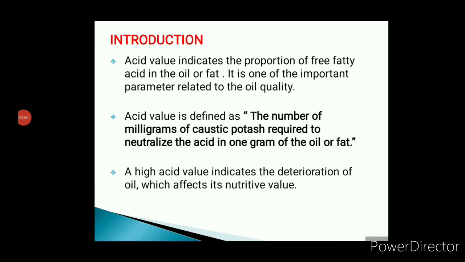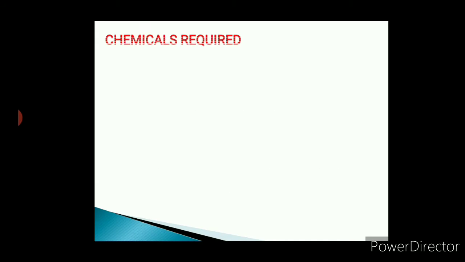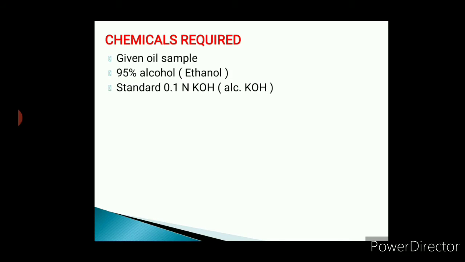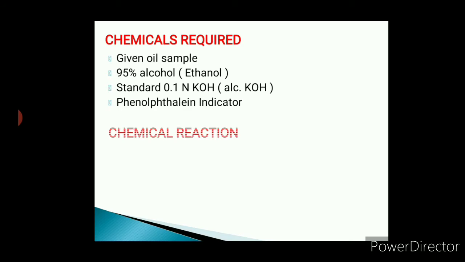Now a high acid value indicates the deterioration of oil, which affects its nutritive value. Now let us know what chemicals we are going to require during the titration or analysis. Given any oil sample, you can determine its acid value. We must use 95% alcohol, ethanol. Then standard 0.1 N KOH, alcoholic KOH, which is prepared in alcohol. Then phenolphthalein as indicator.